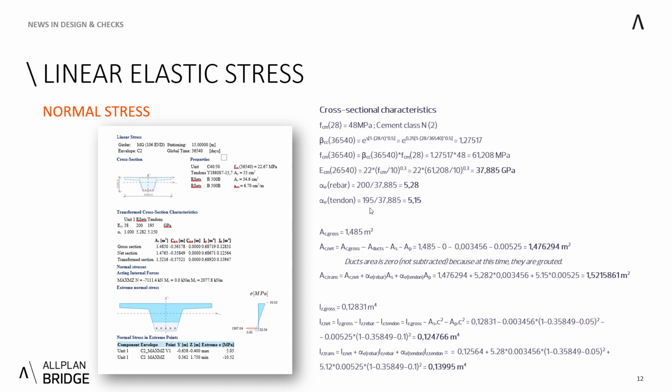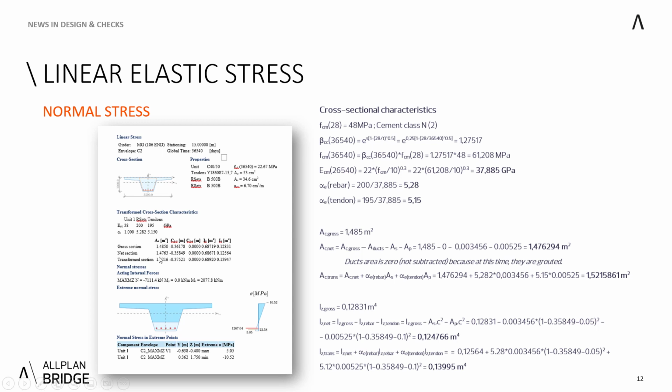When we have this, we can calculate at first the first cross-sectional characteristic, which is the concrete area. So the concrete area of the gross section is 1.485 meters squared. I don't believe there is much verification to this. I think it's pretty obvious. But we can verify the rest.